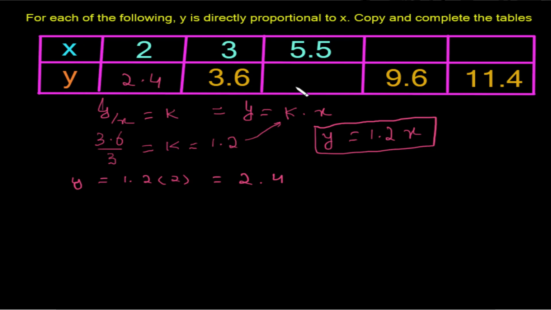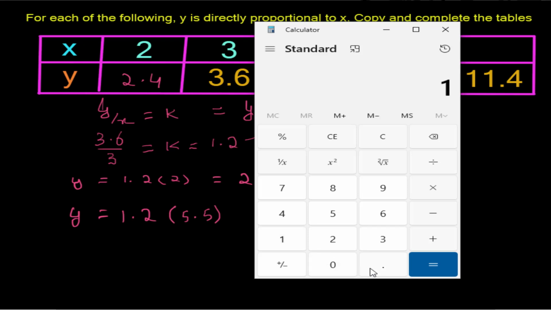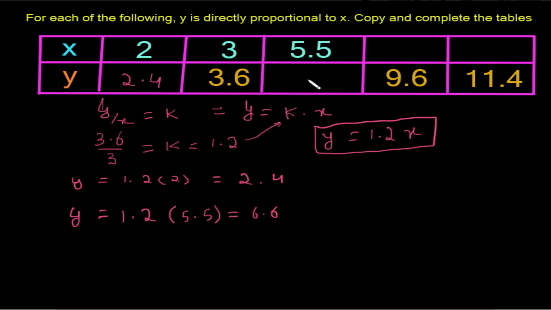And now for this one as well, so y is 1.2 times, and here this is 5.5. Fine, and let me use the calculator to find its value. Look at this, 1.2 times 5.5 is equal to 6.6. So when x is equal to 5.5, y is equal to 6.6.